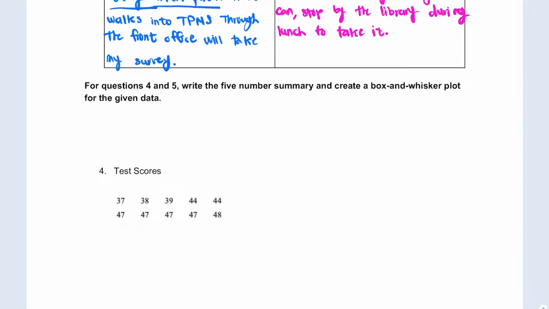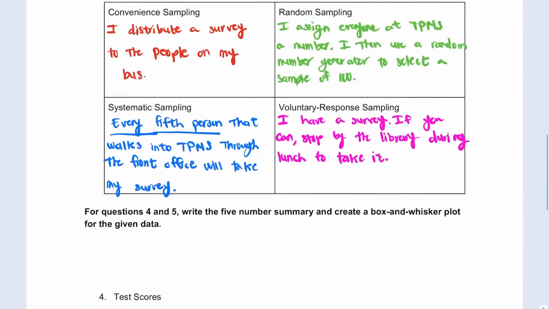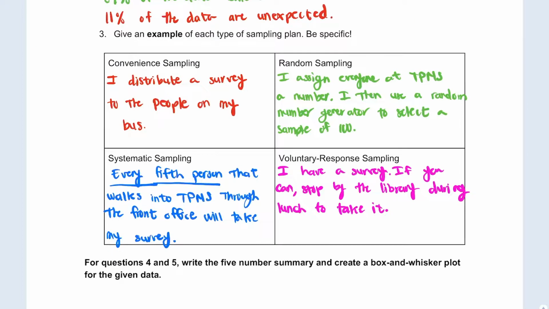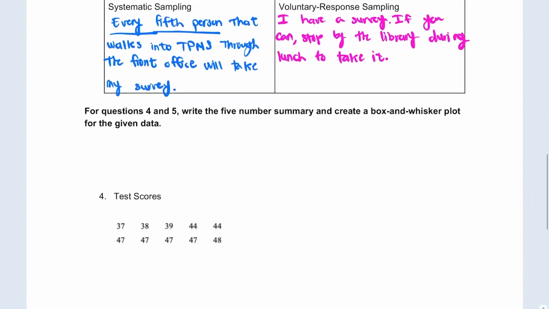All right. I will say that on the test, if you guys give me examples like these, I will not count those, so please try to be creative and come up with your own, okay? All right, let's keep going.